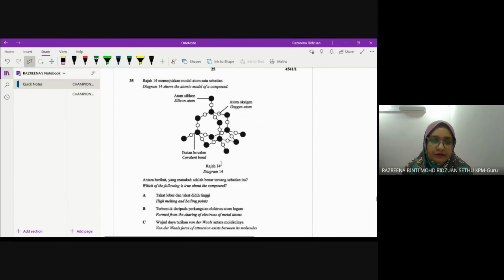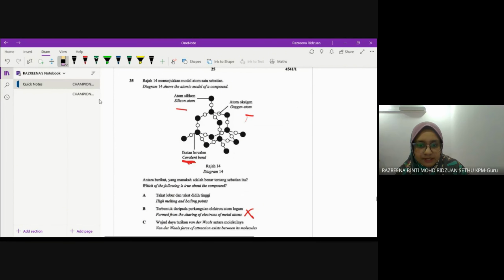Question 35. Diagram shows an atomic model of a compound. Okay, so they mention here covalent bond. Which of the following is true? High melting point and boiling point. Okay, formed by sharing electron of metal atoms. This is wrong. Okay, if you're not sure whether high melting point and boiling point, look at this. Form of sharing electron, definitely no, because they've written here covalent bond. So there are no metal atom because there's silicon and also oxygen here. Okay.